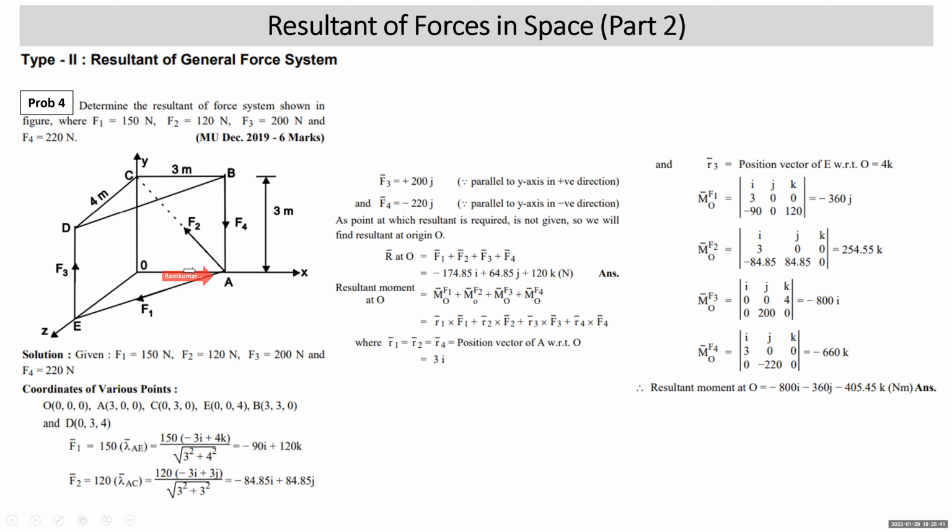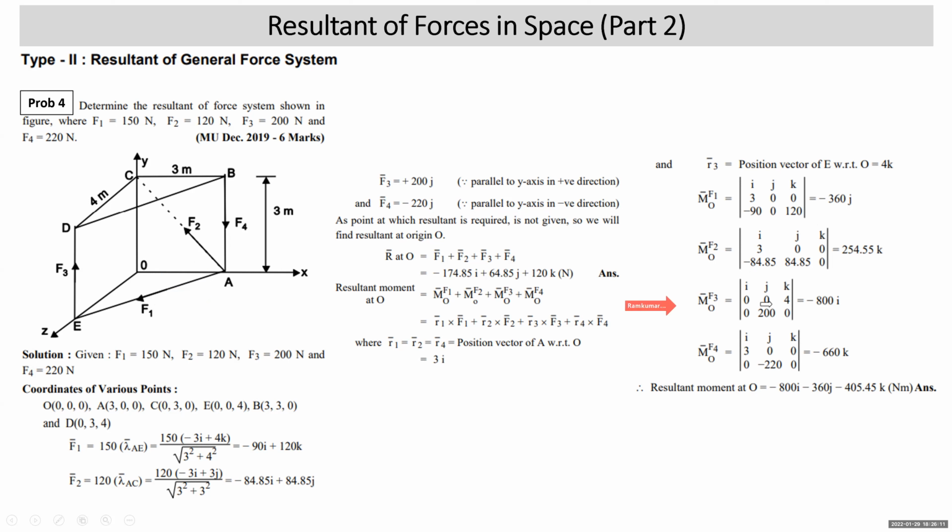With respect to the force F3, you have the option of taking E or D. So we'll take point E, because E is lying on the z-axis and will have only one coordinate. So R3 bar is equal to the position vector of E with respect to O, that is 4k. All right. Now you can easily find moment of F1 about O using the determinant of i j k. This is R1 bar, this is F1 bar coefficient. Moment of F2 about O, i j k first row, second row R2 bar, third row F2 bar.